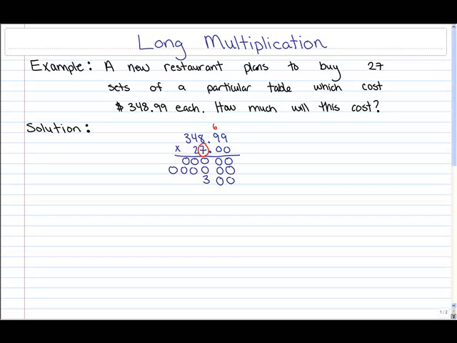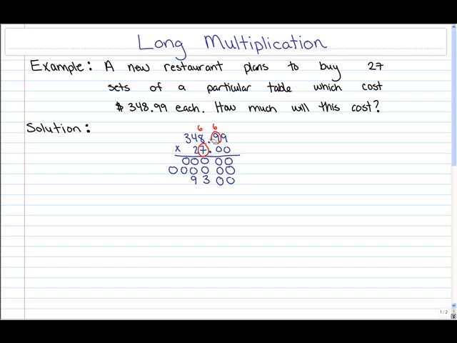We move on to the next digit of the multiplicand, which is the next 9. 9 times 7 gives us 63, but we need to add the 6 that we carried forward from the previous step. So again, 9 times 7 gives us 63, plus 6 gives us 69. We write the 9 from the 69 down below, and we carry the 6 from the 69 forward above the next digit in the multiplicand.